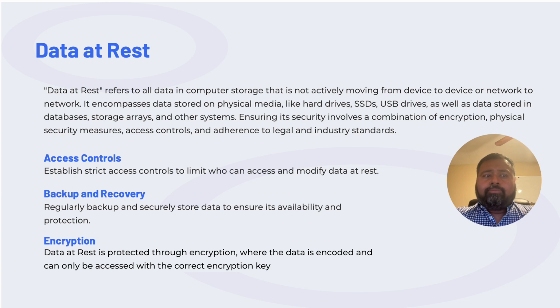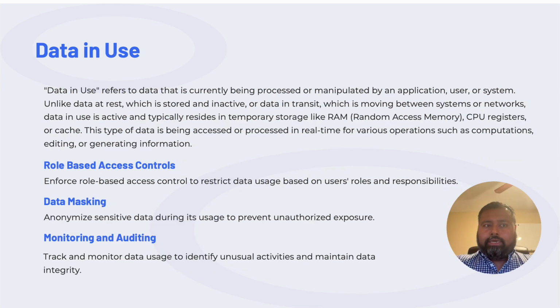Now, how can we secure data at rest? First thing that we can do is to make sure that strict access controls are in place to limit who can access or modify data at rest. Second thing that we need to do is to make sure that data is continuously backed up and can be recovered if the system crashes. And additionally, we can make sure data is encrypted, which means data is encoded, and only somebody with the right encryption key can access this data.